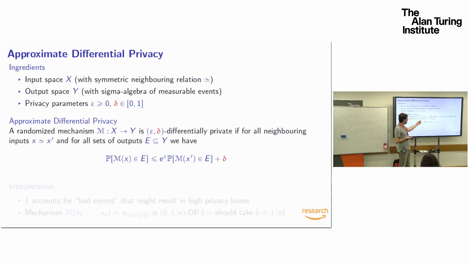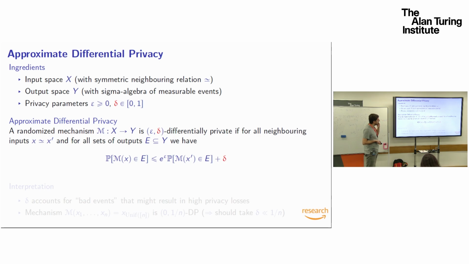Now, instead of saying that the mechanism, a randomized mechanism from X to Y, is epsilon differentially private, now I'm talking about epsilon-delta differentially private, and the rest reads the same except for the inequality, where I have this additional slack delta here. Okay?